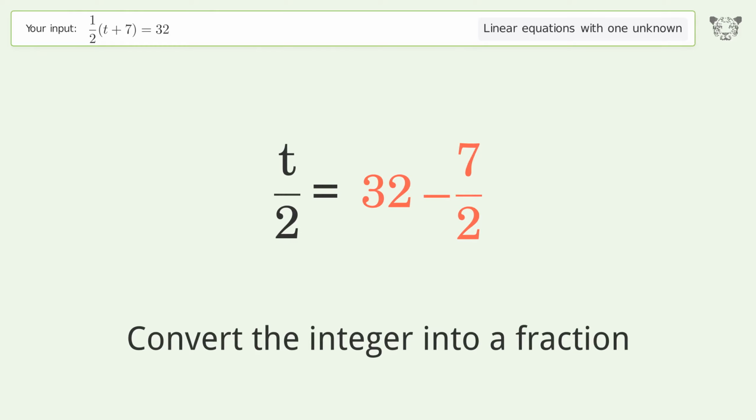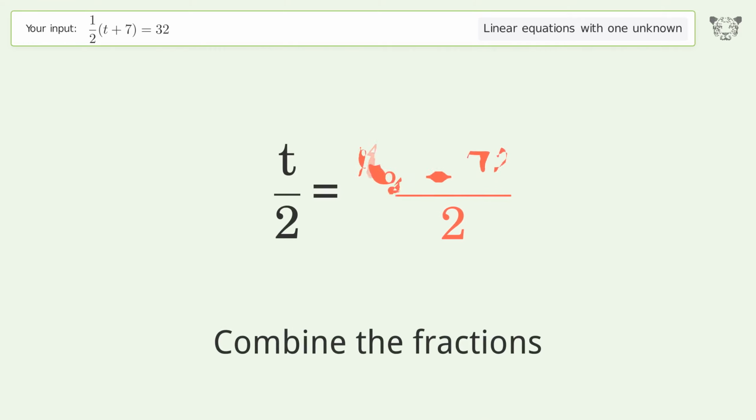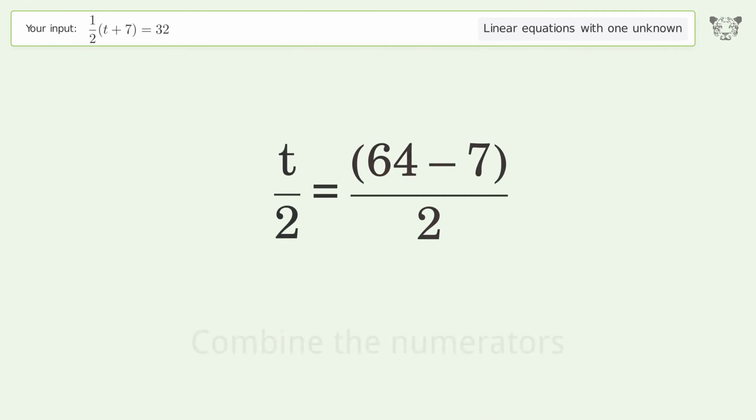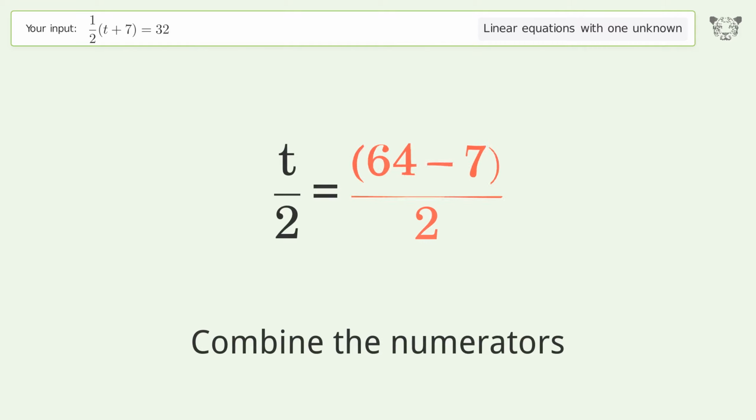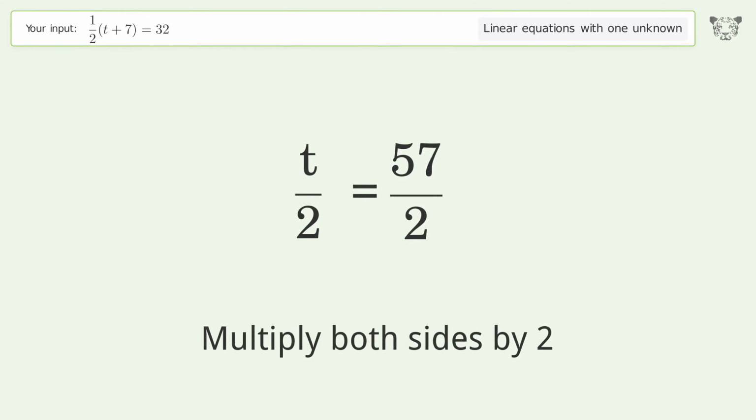Convert the integer into a fraction. Combine the fractions. Combine the numerators. Isolate the t. Multiply both sides by 2.